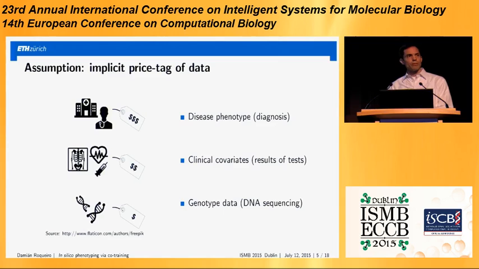What's important about this slide is that we know for a fact that clinical covariates are very strongly correlated with the disease phenotype, with the diagnosis that a doctor makes. So we want to exploit that correlation in order to use clinical information to impute missing disease phenotypes.